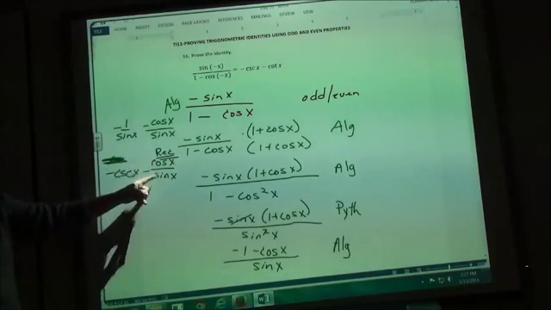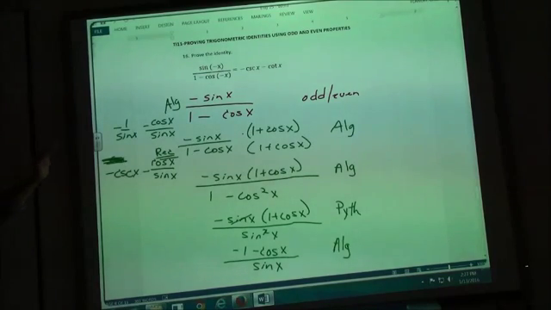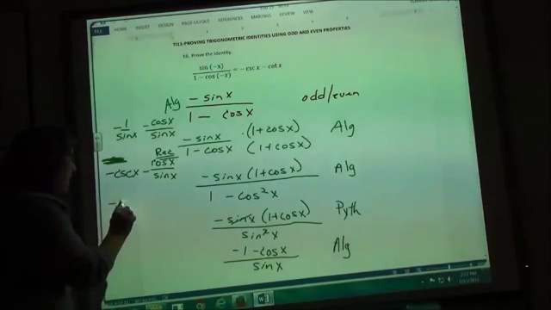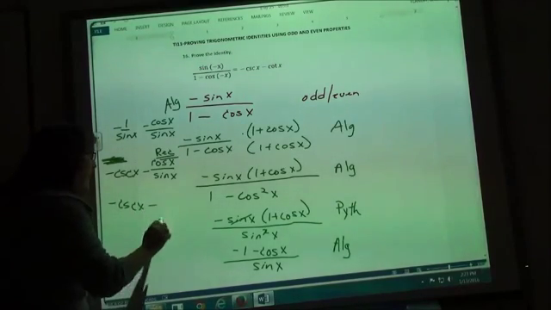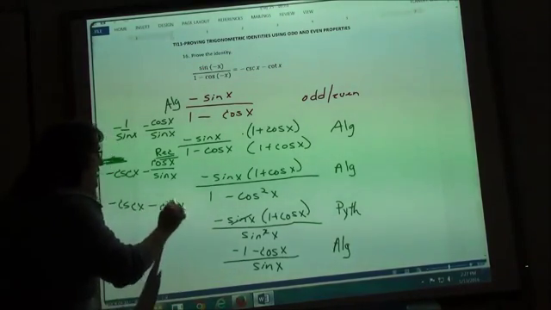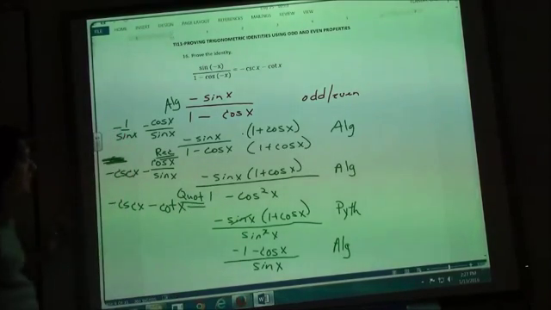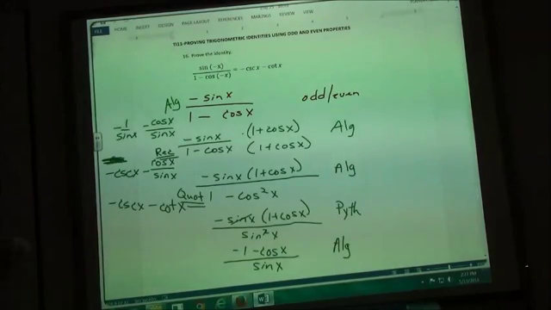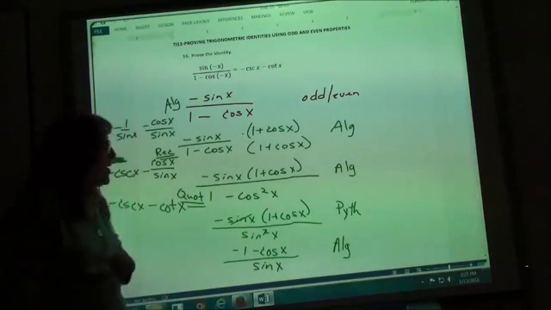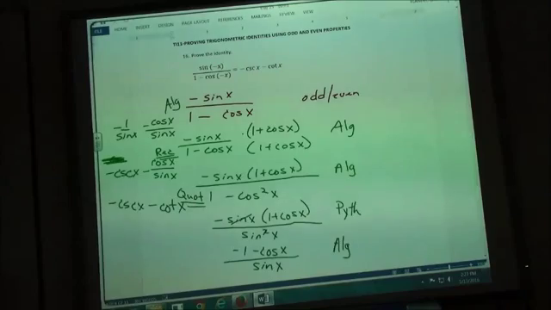Then here, I can use my quotient. If I have the cosine over the sine, that's equal to the cotangent. So I'm going to have minus the cosecant of x minus cotangent of x. That's my quotient identity. And now I have my proof finished. So again, I could have probably used more writing room, but I'm writing kind of big so you can read.